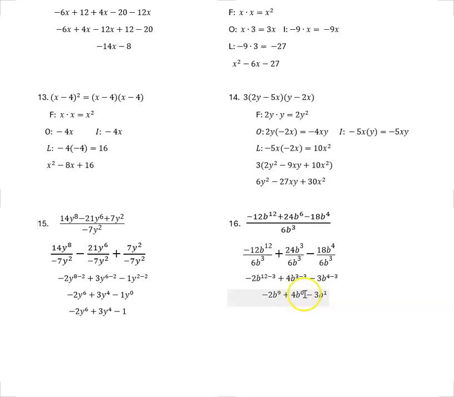But again, we don't need to show b to the 0 because that's just times 1. And we don't need to show b having a power of 1. Every time we have something like x or y, we know it's a power of 1. So it's not necessary to say that. So your final answer looks like this: -2b to the 9th plus 4 minus 3b. And that would be it.